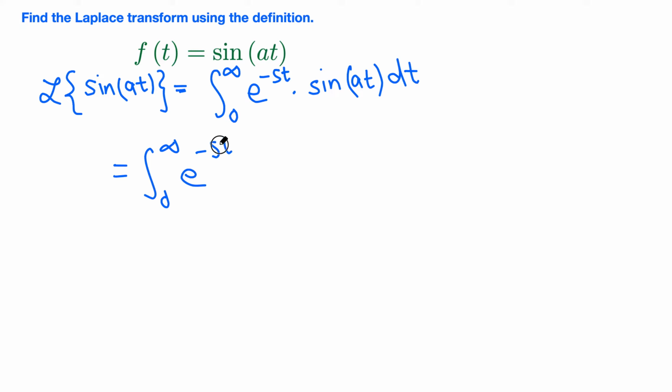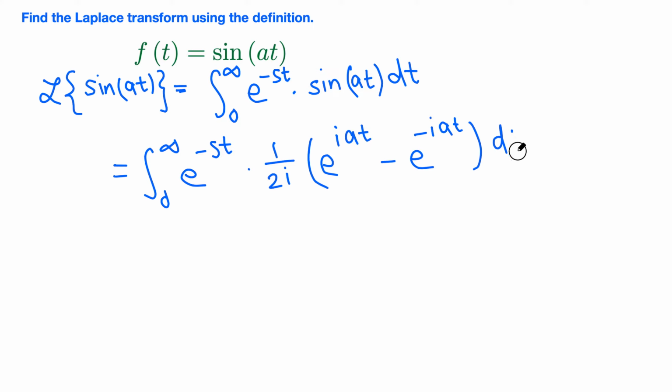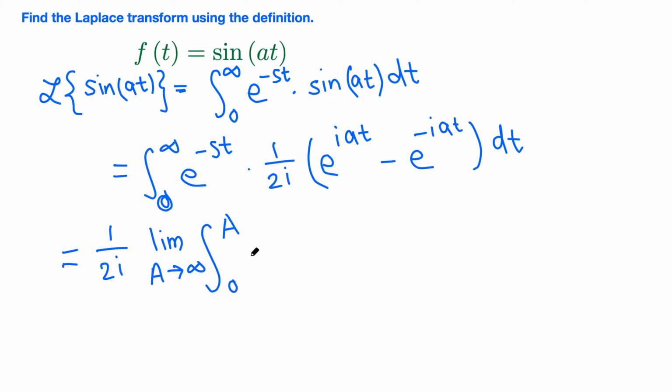So we have e to the negative st times 1 over 2i, times (e raised to i at minus e raised to minus i at). 1 over 2i is a constant, so we can pull it all the way outside. In the same way, 0 to infinity we can write as a proper definite integral from 0 to a, and let a go to infinity. This is how we take care of this improper integral.